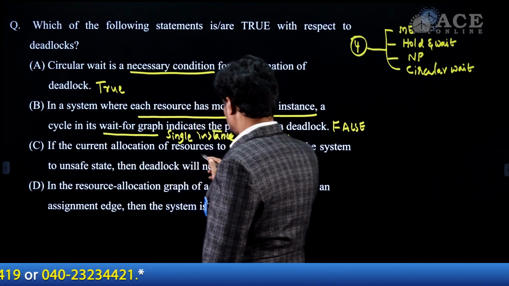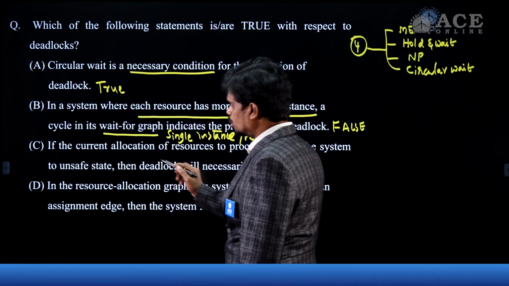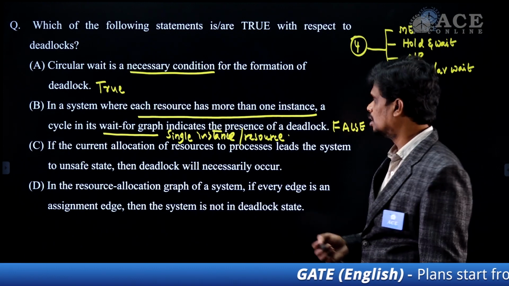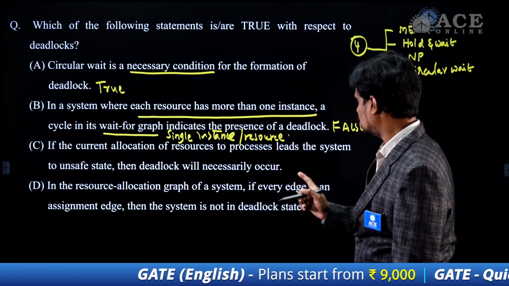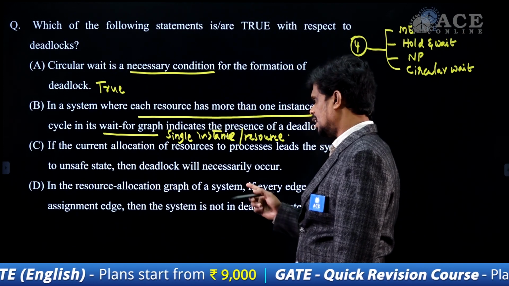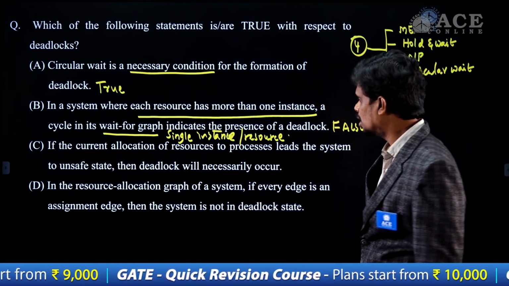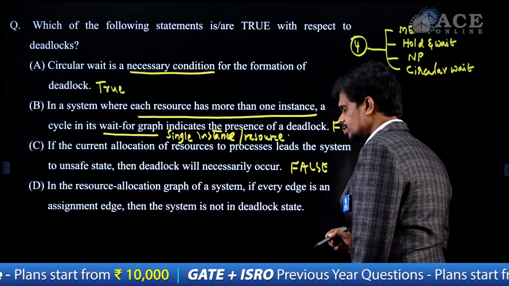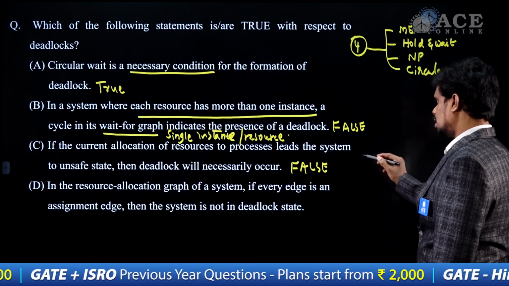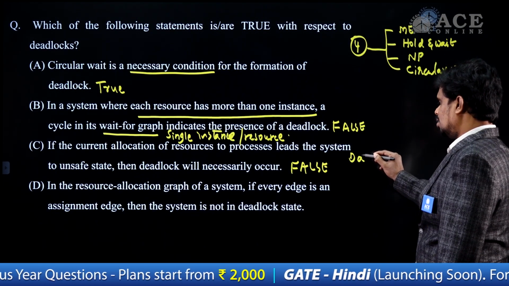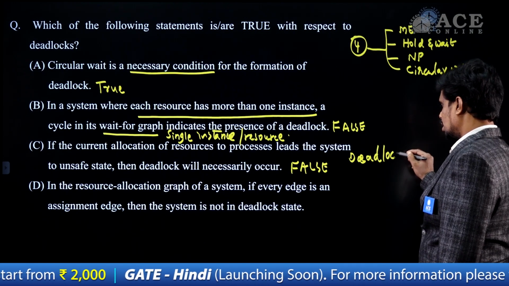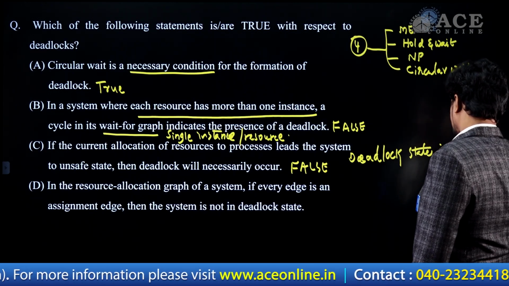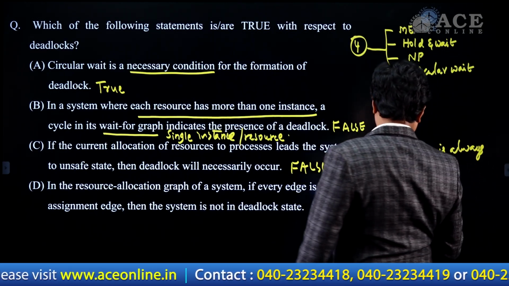If the current allocation of resources to processes leads the system to an unsafe state, then the deadlock will necessarily occur. What is the correct answer here? You know that this particular statement is false. How can you say that it is false? Because of a very simple statement: a deadlock state is always unsafe.